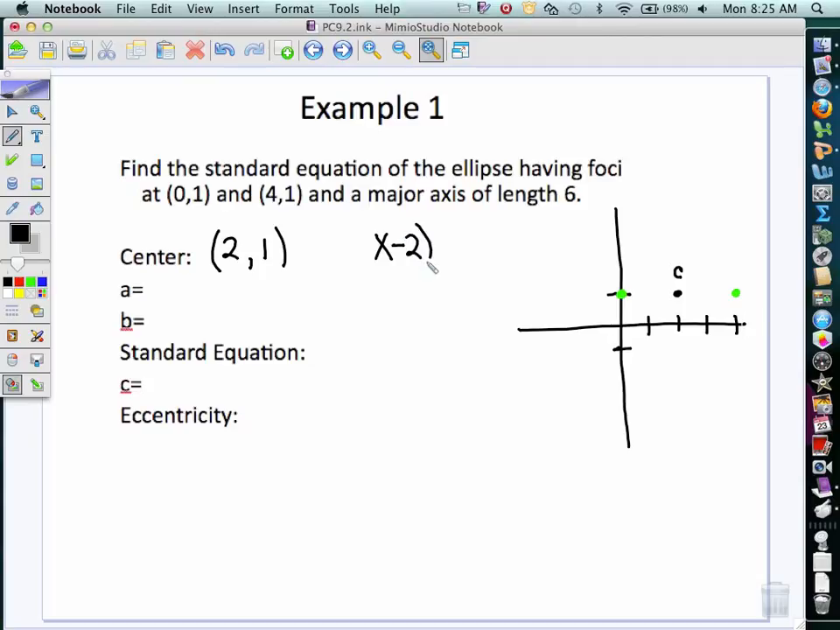Now I can start writing my equation. This is going to be x minus 2 squared plus y minus 1 squared, because remember you put your center in the h, k. What we need to figure out is what goes on the bottom. The last thing that we know is the major axis has length 6. Let's put the major axis in. If the major axis is length 6, that means it has to be 3 in one direction, so this would be a vertex, and go 3 in the other direction, this would be a vertex.